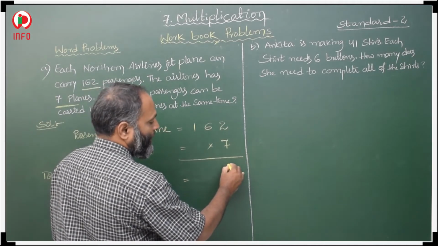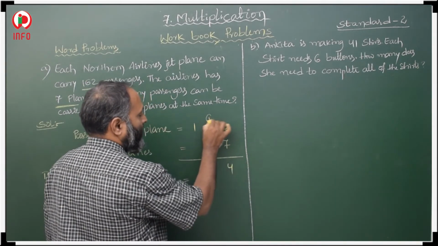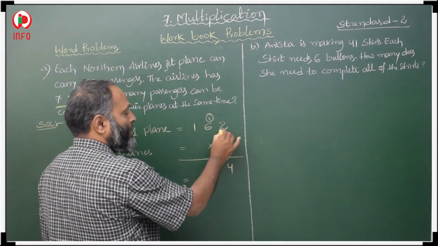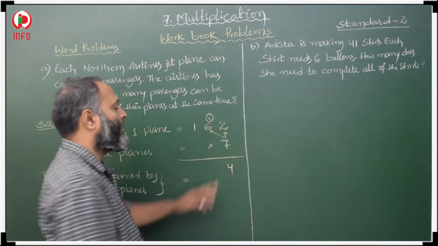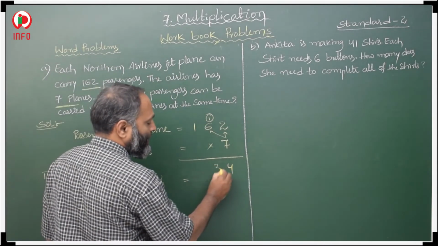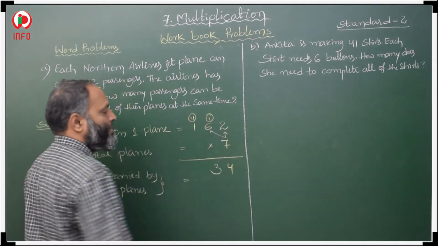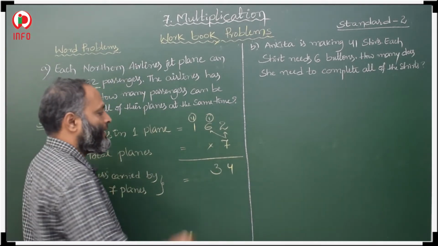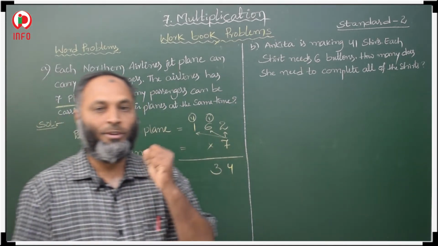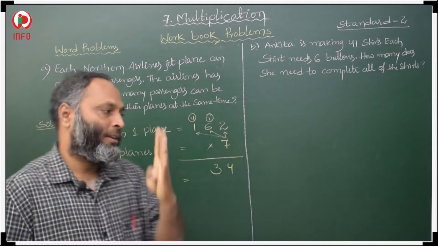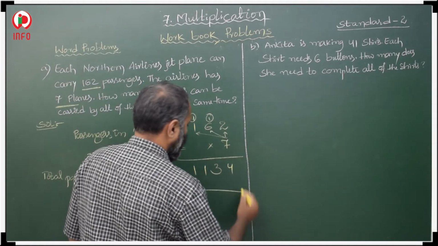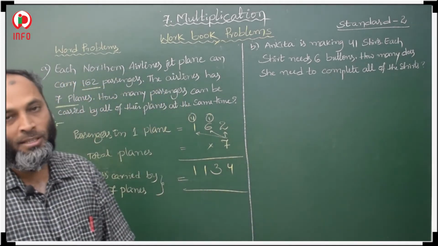7 twos are 14. 14 means 4 ones and 1 ten. We take the 10 as carry over. Now 7 with 6. 7 sixes are 42. 42 plus 1 is 43. 43 means 3 tens and 4 hundreds. After that we multiply 7 with 1. 7 ones are 7. 7 plus 4 is 11. Total how many passengers can they carry? 1134 passengers.